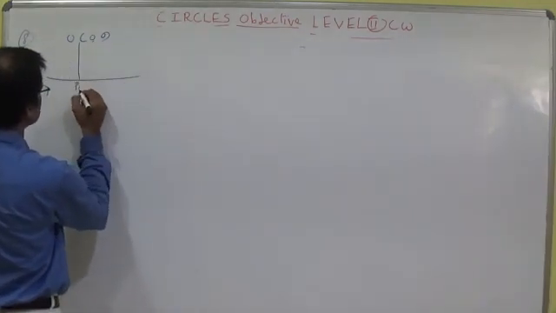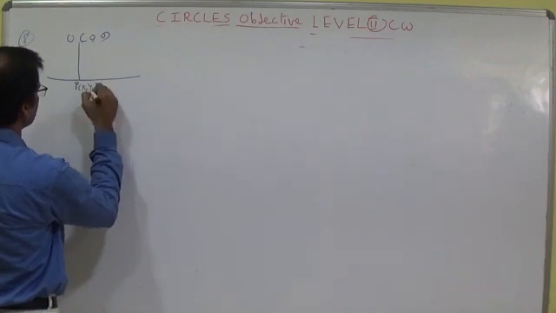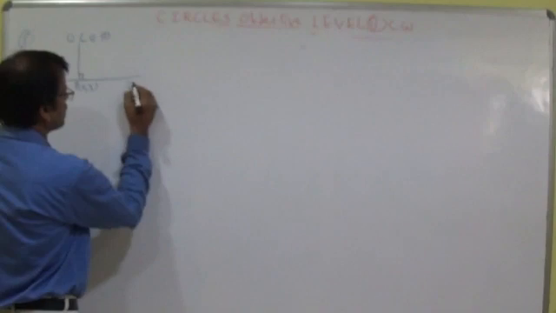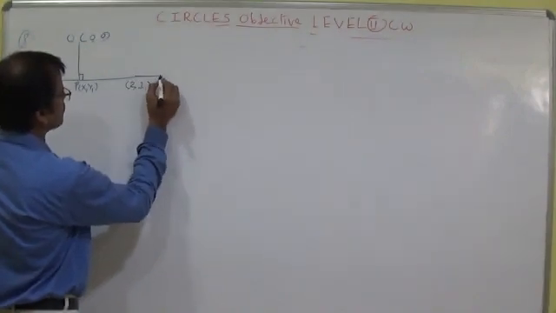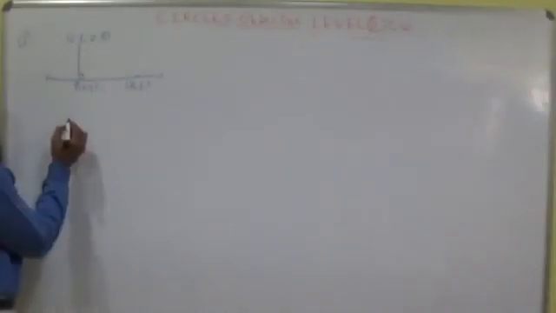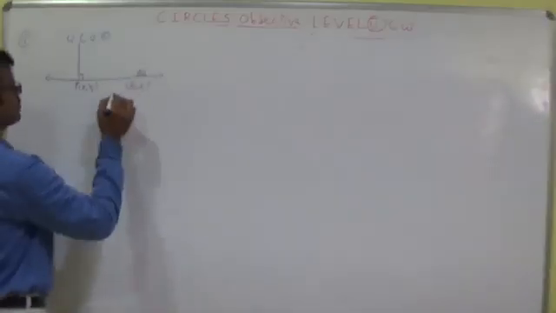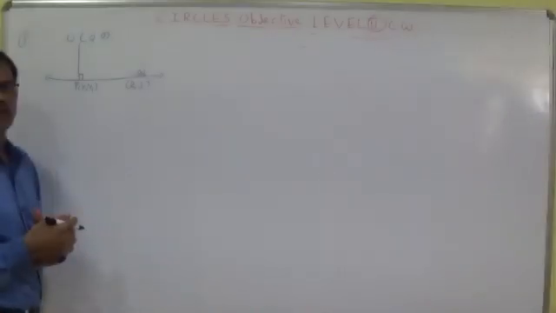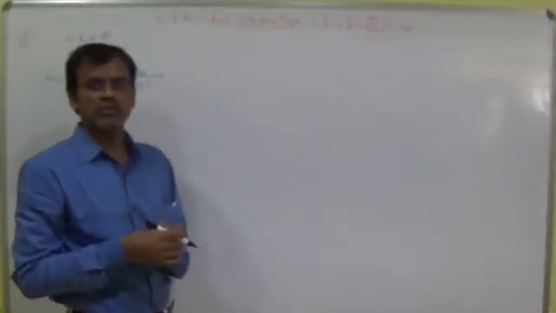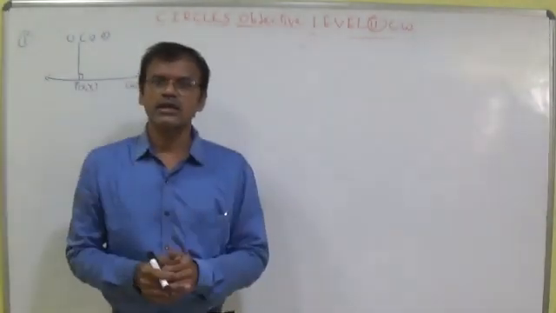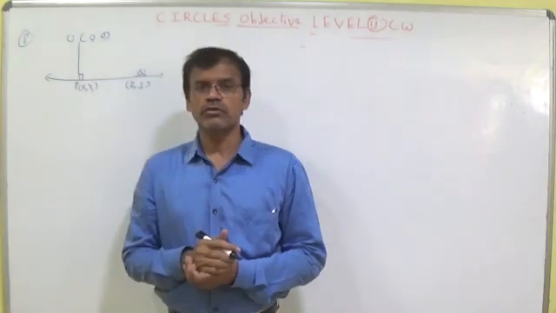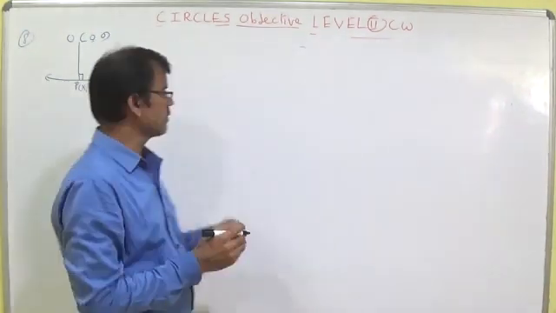Locus of foot of perpendicular. Put here P (x1, y1). This is the foot of perpendicular from origin. If this line is passing through a fixed point (2, 3), then what is the locus of (x1, y1)? So put here this fixed point is Q. Whenever it is foot of perpendicular condition you can apply: slope of OP into slope of PQ equal to -1. This is the main concept.